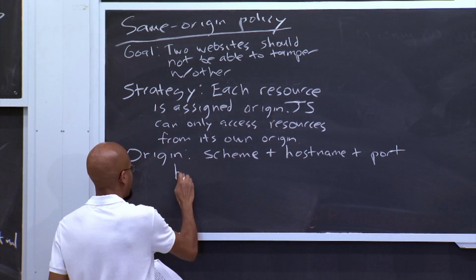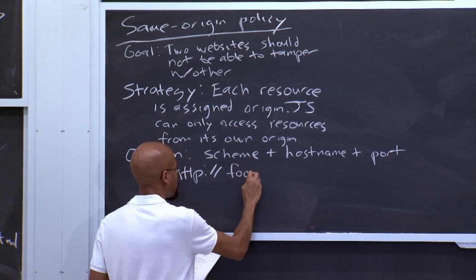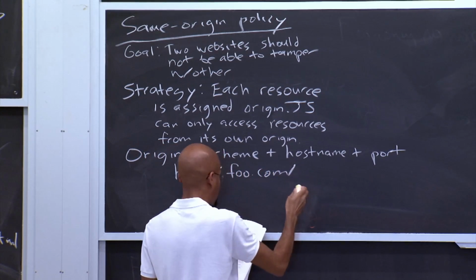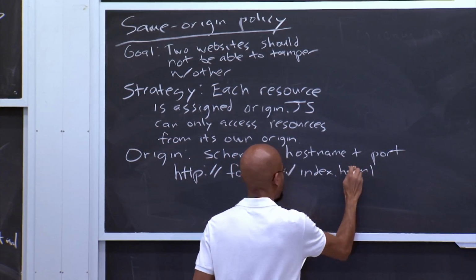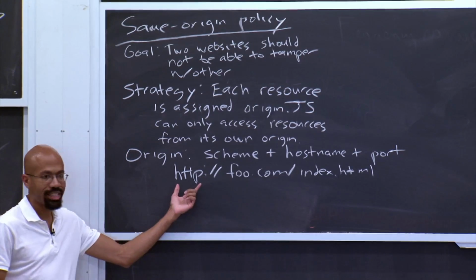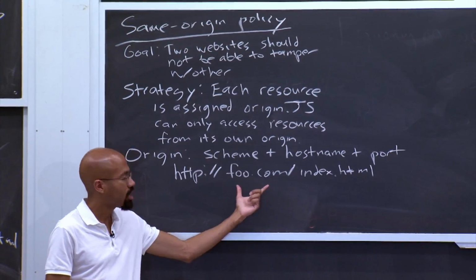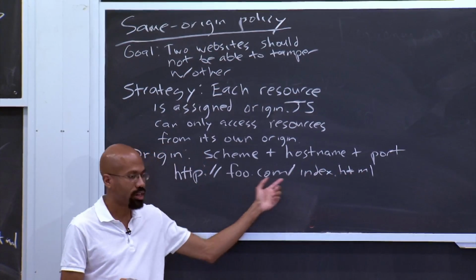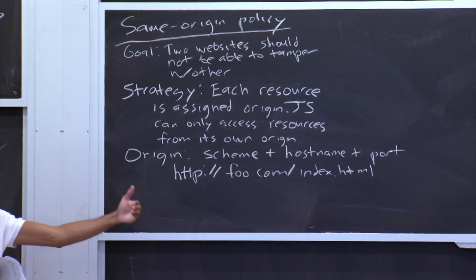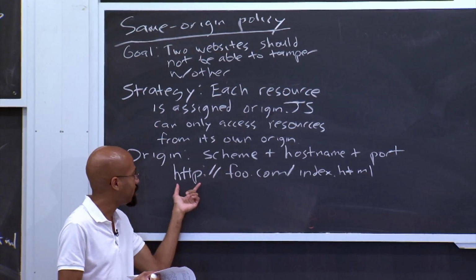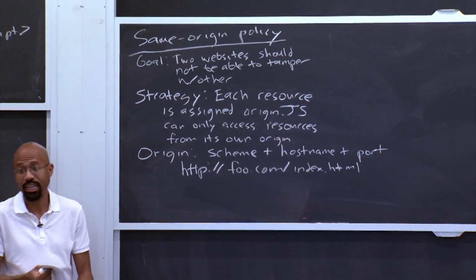For example, we could have something like HTTP, foo.com, and then maybe it's index.html. The scheme here is HTTP. The host name is foo.com. And the port is 80. The port in this case is implicit. The port is the port on the server side that the client uses to connect. So if you see a URL from the HTTP scheme and there's no port explicitly supplied, then implicitly that port is 80. Okay?